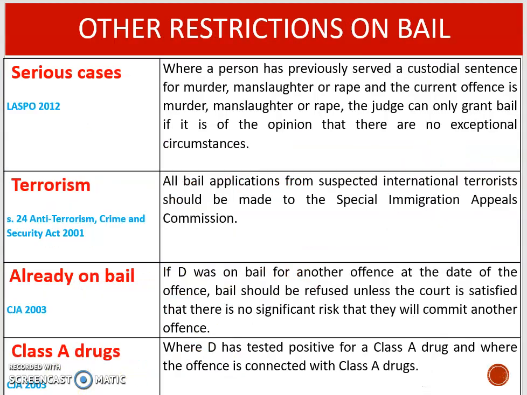As well as those general reasons for refusing bail, we also have other restrictions, and these are like some special extras, if you like, for particular situations. So under LASPO, if a person has previously served a custodial sentence for murder, manslaughter or rape, and the current offence that they've been charged with is murder, manslaughter or rape, the judge can only grant bail if there are no exceptional circumstances.